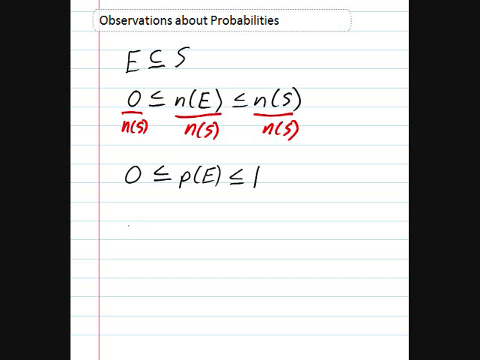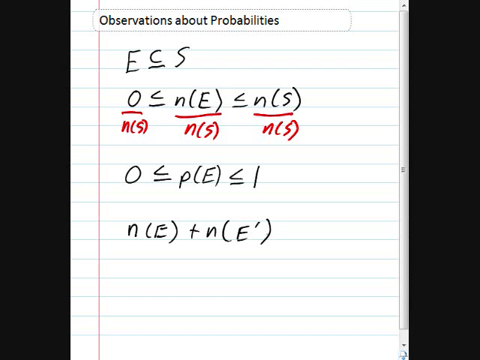For example, we know that the number of elements in the event plus the number of elements outside of the event set equals the total number of elements in the sample space. You can see this by imagining a Venn diagram. If you count up all the elements inside the circle E, and then count up all the elements outside of the circle E, you're going to get the total number of elements in the box.